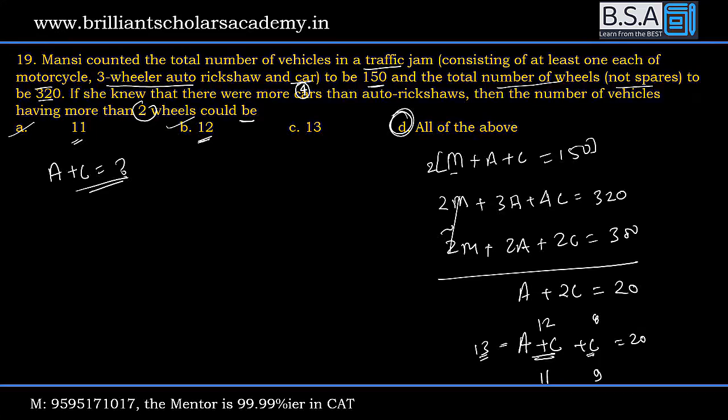अच्छा, अगर A plus C 10 हो जाएगा तो C 10 हो जाएगा. A will become 0. And the question says at least one vehicle of each type. तो 10 नहीं हो सकता. 10 नहीं हो सकता.